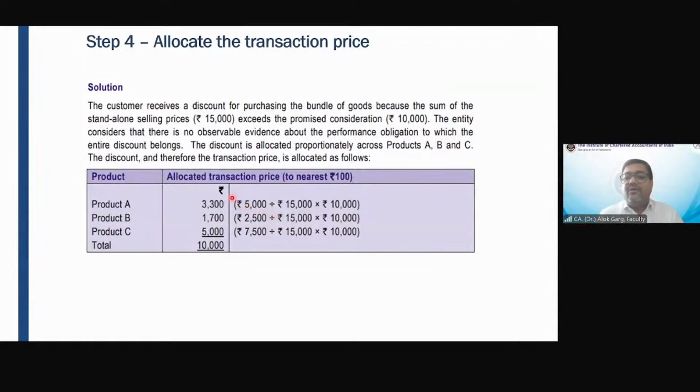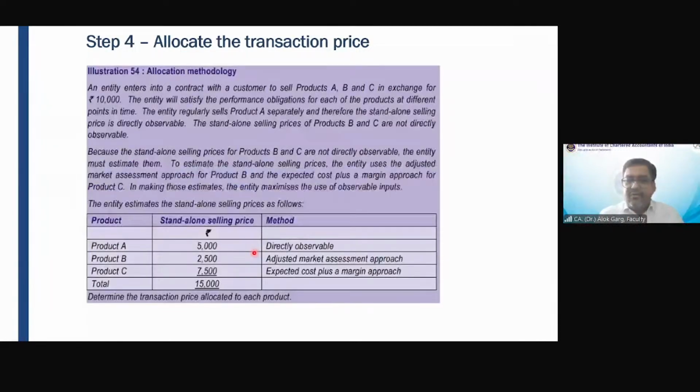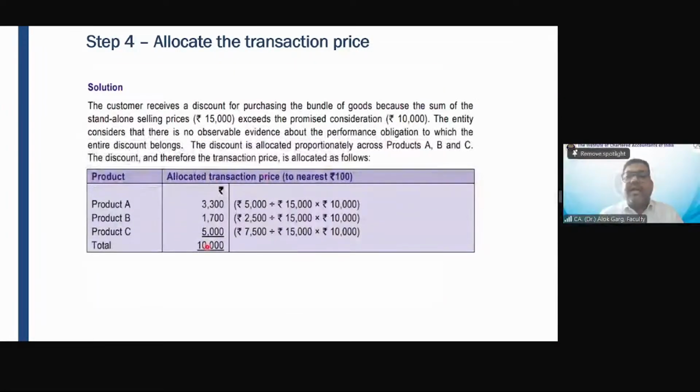10,000 multiplied by 5,000 divided by 15,000. Correct? 10,000 multiplied by 2,500 divided by 15,000. 10,000 multiplied by 7,500 divided by 15,000. So this will be your allocated transaction price. The transaction price is 10,000, which is allocated in the ratio of A is to B is to C. Correct? Any doubt?